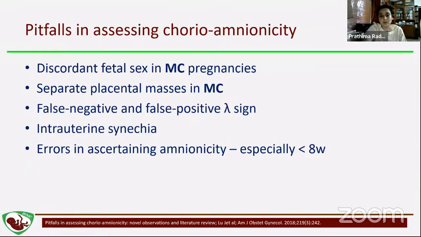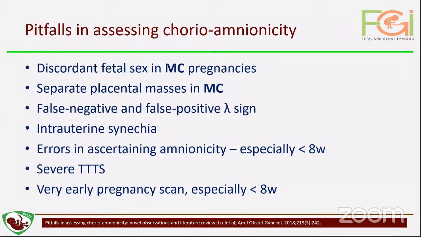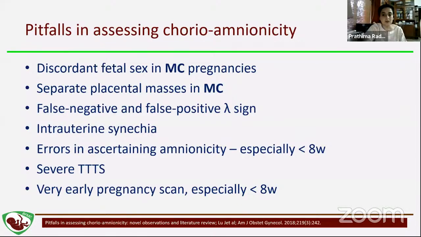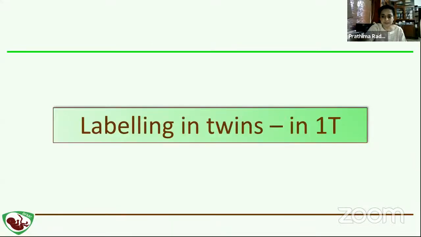So in amnionicity, I would always wait for the 12-week scan before confirming the amnionicity. And of course, when there is severe TTTS, the membrane is very close to the smaller baby, and you can confuse that with a monoamniotic twin pregnancy as well. And in very early pregnancy scans, especially before 8 weeks, there are a lot more errors that can happen, particularly in monochorionic twins. Again, coming to dichorionic placenta, remember 80% are dizygotic, 20% monozygotic.